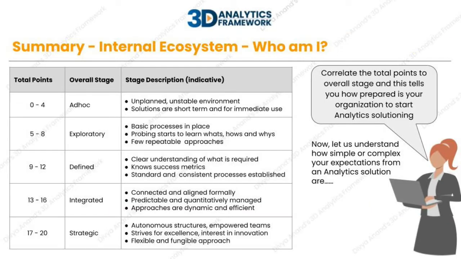Now, you will have points for each of the 4 elements in the first dimension. Add it up to get your total points and correlate that to the table in this slide. This gives you an approximate indication of the overall state of your organization on matters related to analytics. If your score is between 5 and 8, your organization is at an exploratory stage. And an organization whose score is between 13 and 16 is at an integrated stage. There is an indicative description on what each of these stages mean for your reference too.